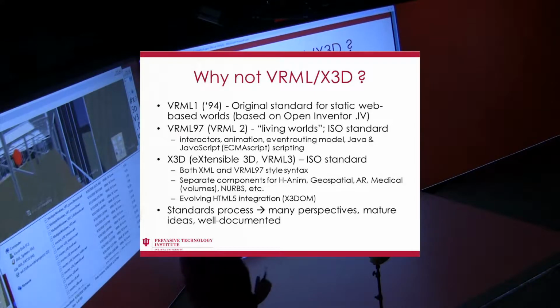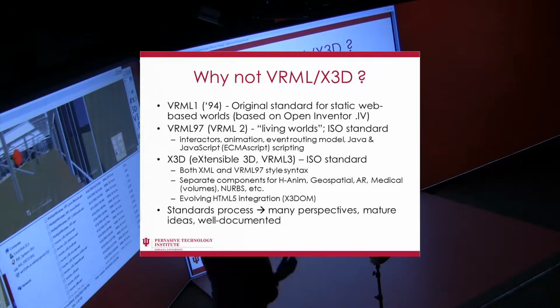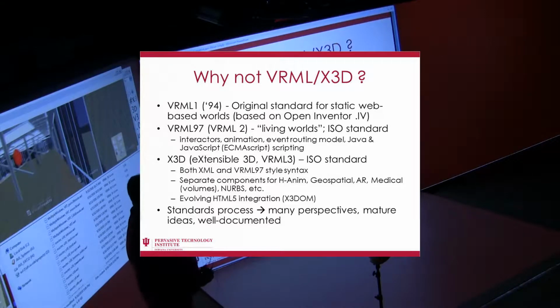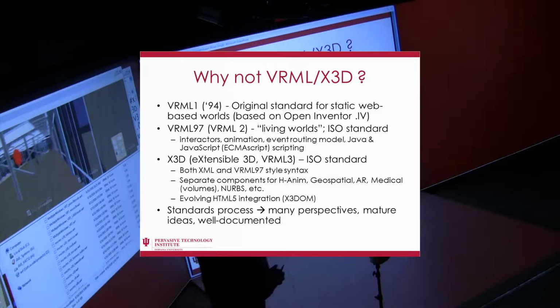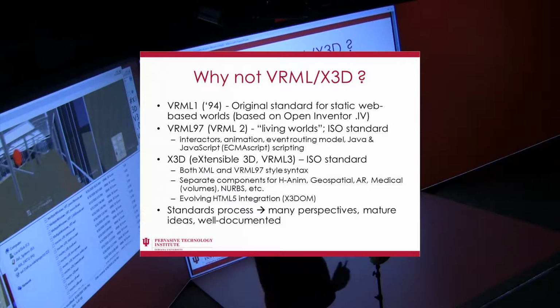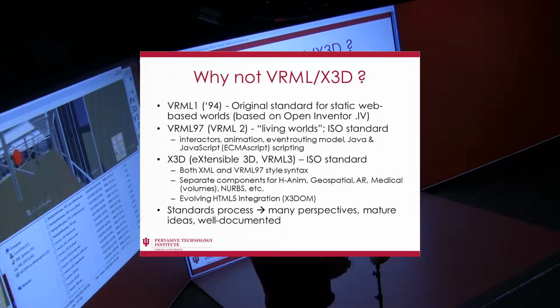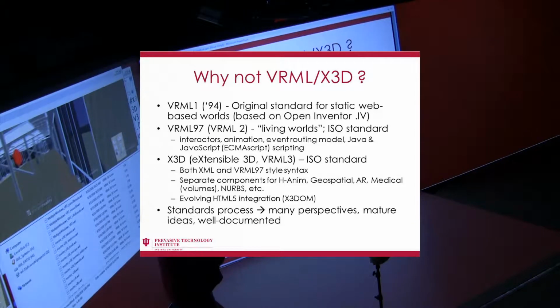Also an ISO standard, so they have a new style XML coding as well as a VRML 97 style syntax, which would look familiar for those of you familiar with Open Inventor or some of the Performer file formats. There are very separate components for things like H-Anim, the Human Animation Standard, geospatial, I think they call it X3D Earth now, augmented reality, medical visualization, so basically a way to bring in DICOM volumes into those environments, NURBS, and so on. And they're actually even taking it now and having what they call the X3D document object model so that you can actually embed these straight into HTML5 compliant browsers.